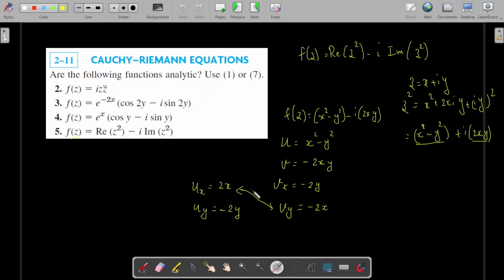Now when you find ux, uy, vx, vy, we will get like this. Ux is 2x and uy is minus 2y. Here when you find uy, x may be treated as a constant. Therefore, the derivative of x square becomes 0. Similarly, vx equal to minus 2y and vy equal to minus 2x. So when you compare ux and vy, we may see that these two are not equal. Ux is not equal to vy. Therefore, u and v don't satisfy the Cauchy-Riemann equations. Therefore, the given function is not analytic.